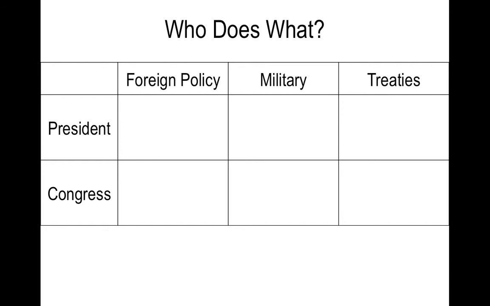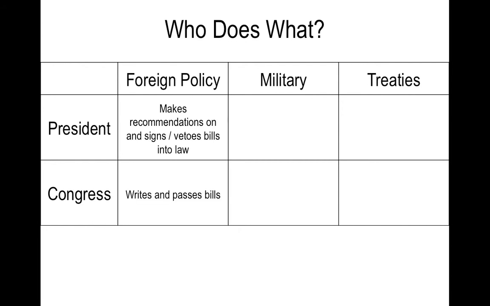All right. Now that you filled out the chart, let's see if you got them all correct. For foreign policy, what does the president do? He makes recommendations on foreign policy, and he'll either sign or veto a bill into law. And as you know, Congress can write and pass their bills. Checks and balances.